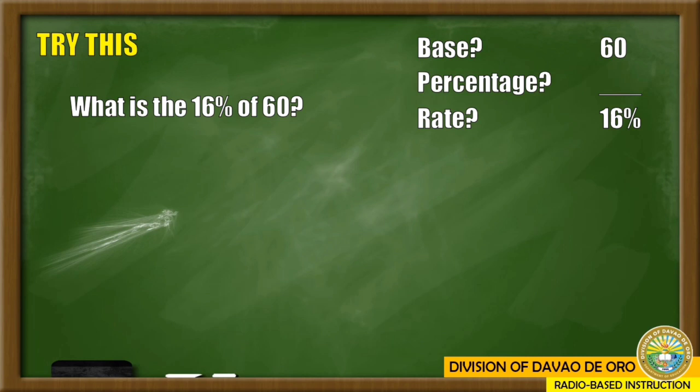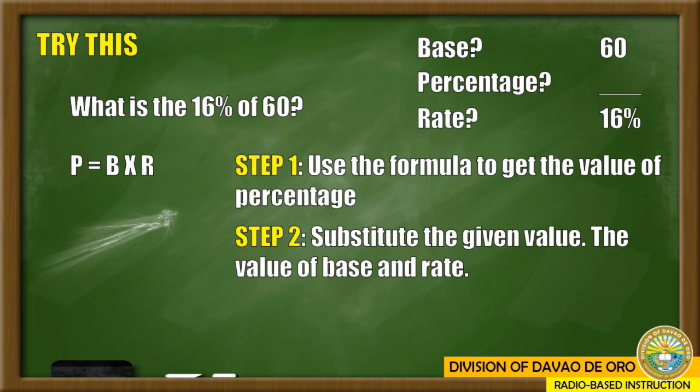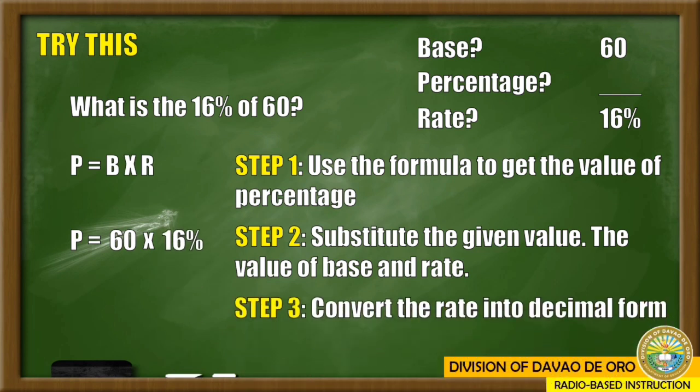Okay, let's check your work. I repeat, what is 16% of 60? Step 1, use the formula to get the value of percentage. So percentage is equals to base times rate. Step 2, substitute the given values, the value of base and rate. So percentage is equals to, what is our base? Good job, 60. Times, how about our rate? Very good, 16%.